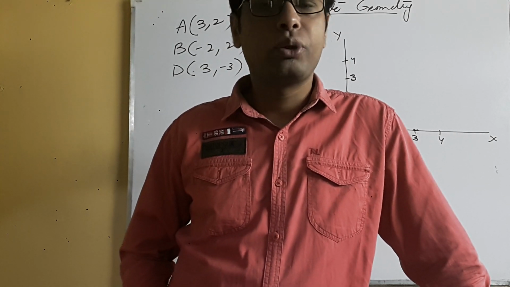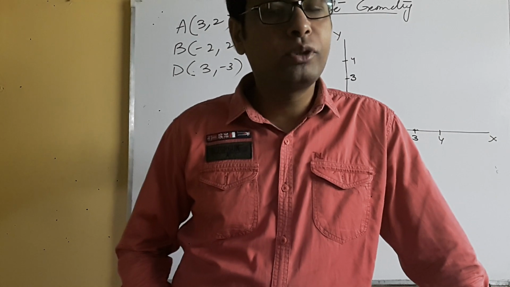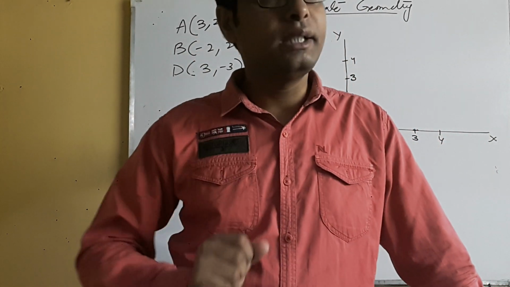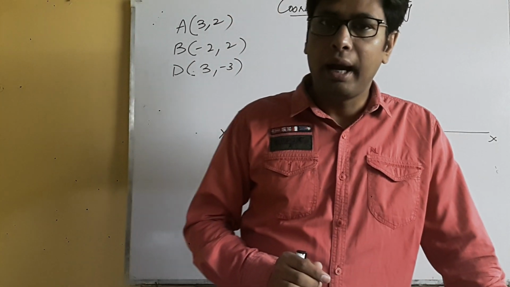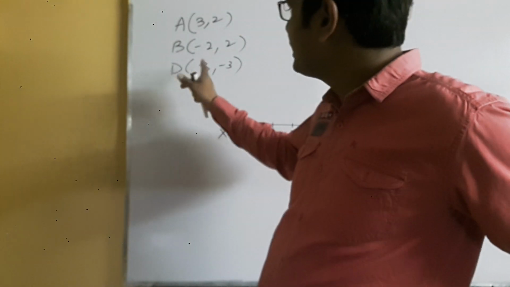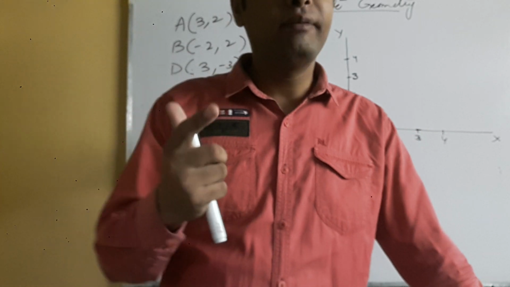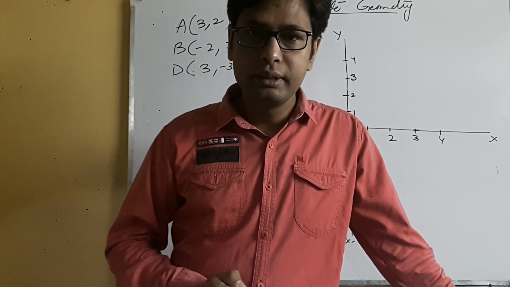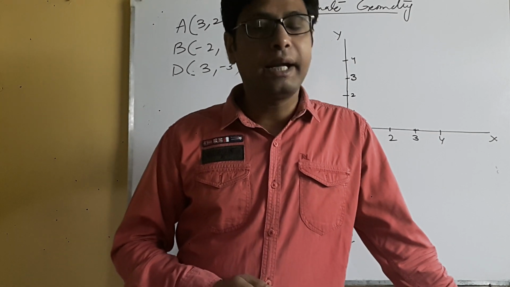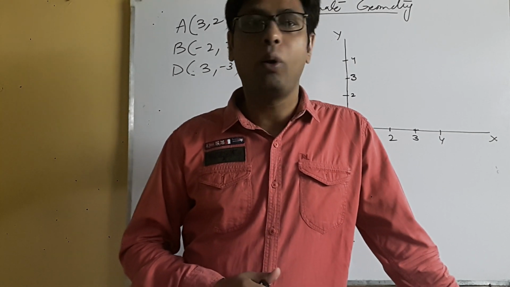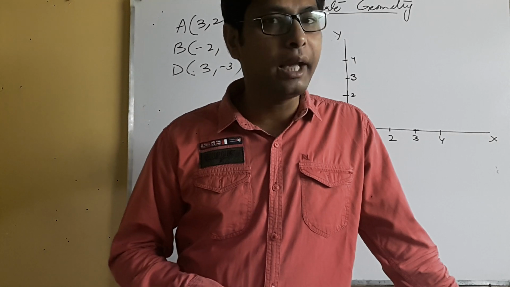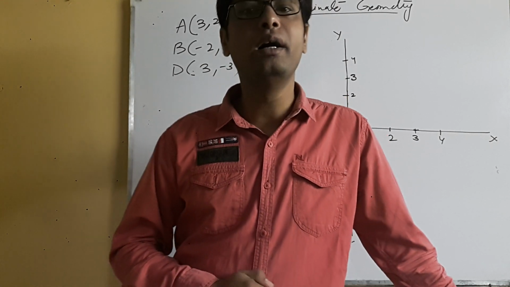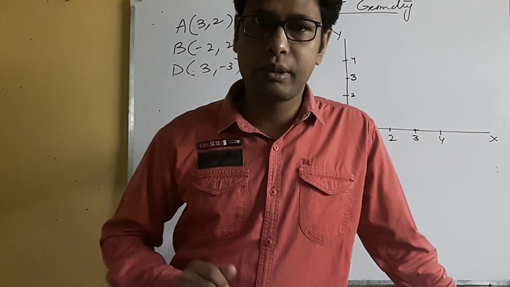Now these three coordinates of a square are given, so that means the point C is missing. In this question, we have to plot these 3 points on the Cartesian plane, and with the help of these 3 points we have to find the coordinates of point C. After getting point C, we will join all these 4 points to make a square, and then find the area of the square. So this is the question.